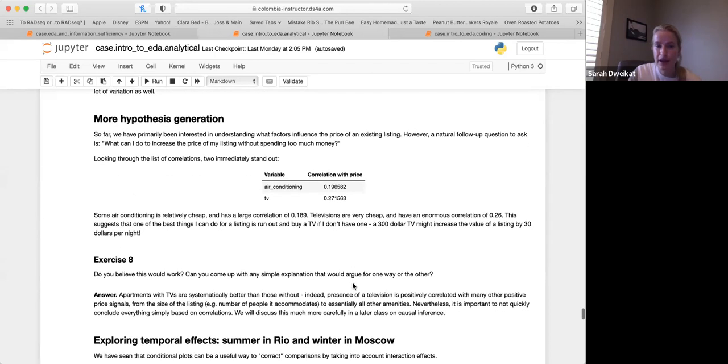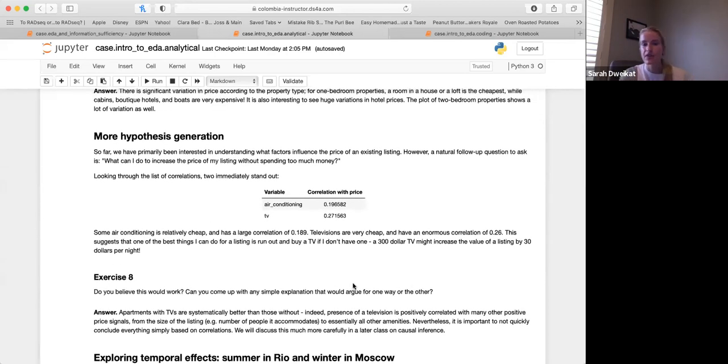So the main point is thinking about those other factors that could be influencing your correlation when making those types of decisions or making those types of recommendations to a company like Airbnb.